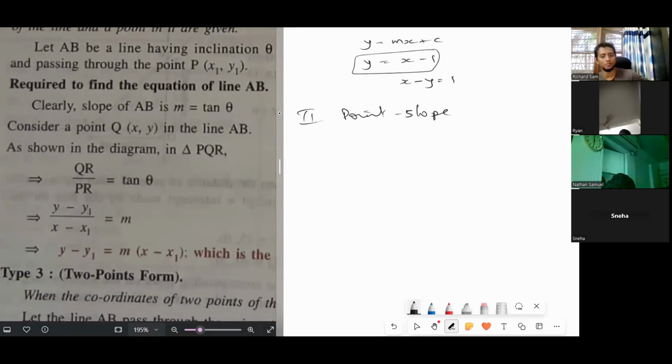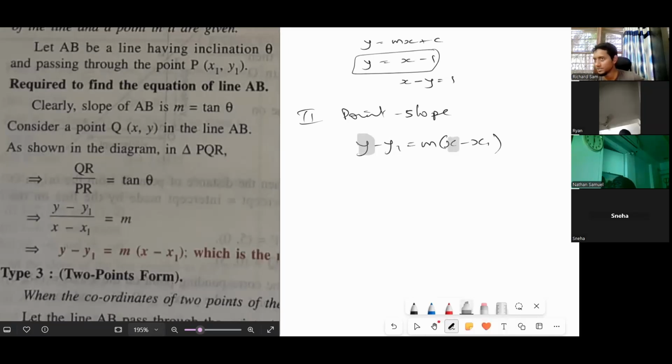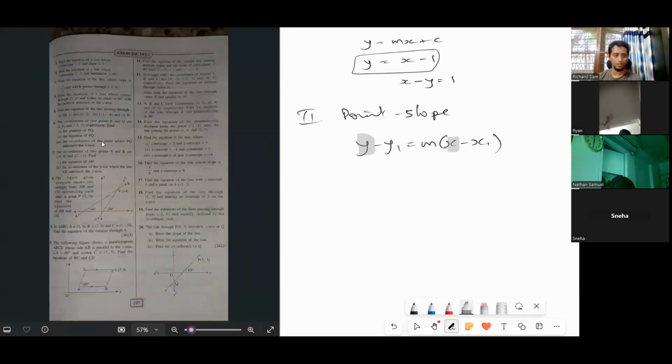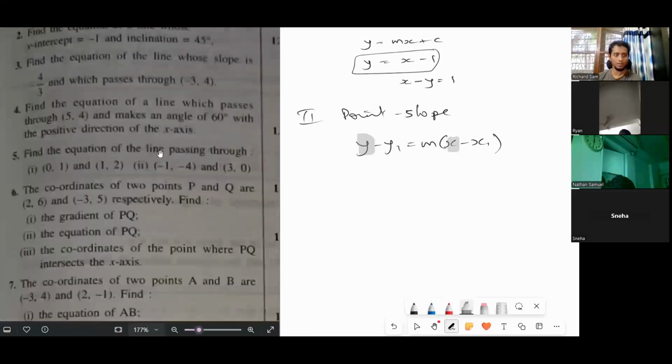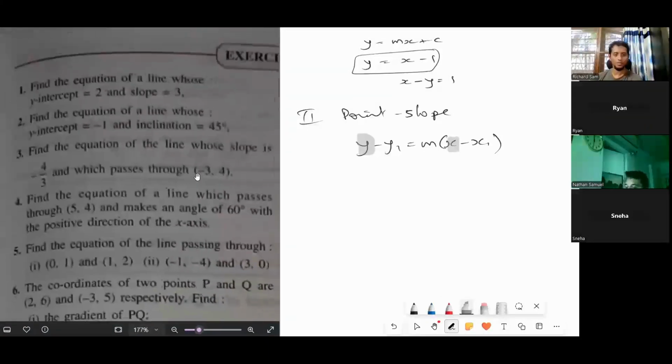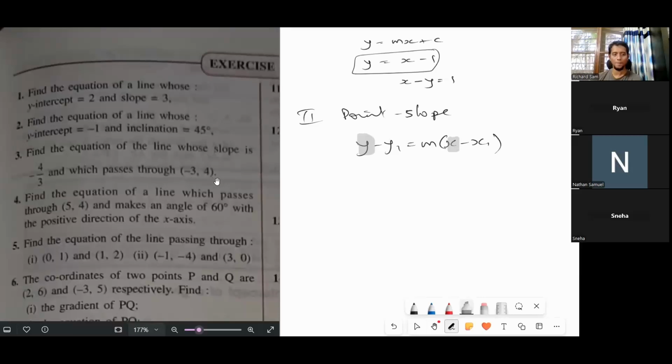y minus y1 is equal to m into x minus x1. So y and x you leave as they are. x1, y1 is that point, whichever is given, and m is the slope. Is that clear, everyone? So to solve this one, I'll just come in a minute. Find the equation of a line. Slope is given, that means m, and this point is x1, y1.